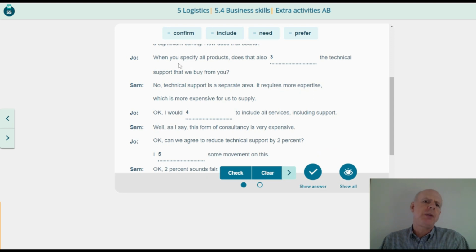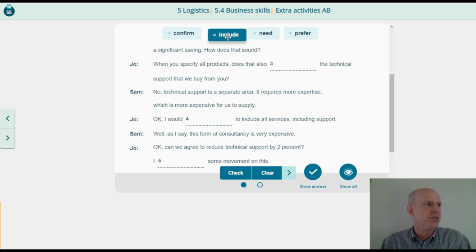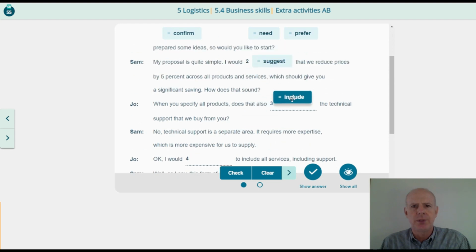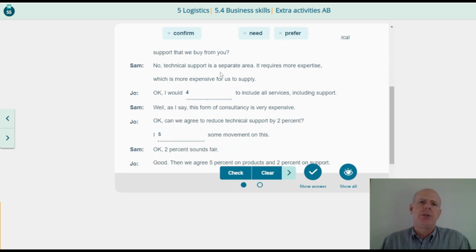So when you specify all products, does that also the technical support that we buy from you? No, technical support is a separate area. So what would you put here? When you specify all products, does that also include, right? Easy. Include the technical support that we buy from you. No, the technical support is a separate area. It requires more expertise, which is more expensive for us to supply.